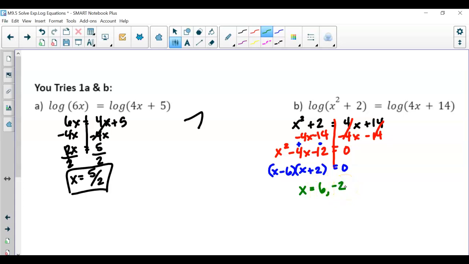But now let's check for extraneous solutions, and I'm going to check again on the side where there's no quadratic, because this has to be positive. It cannot be negative. So let's check 6. Well, if this is positive, then it's all going to be positive, so 6 will give me a positive solution here. But let's check negative 2. 4 times negative 2 plus 14. Well, negative 8 plus 14 is positive 6. So they do both work out. They are both solutions, no extraneous.